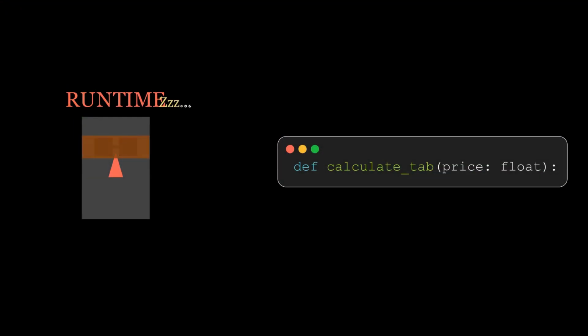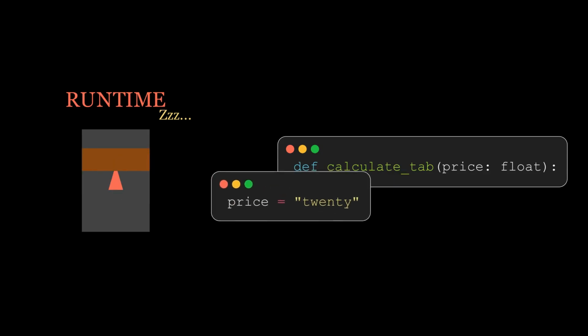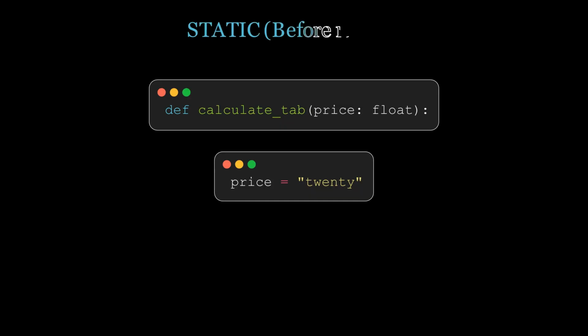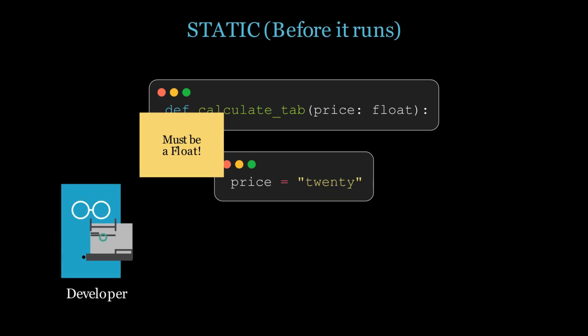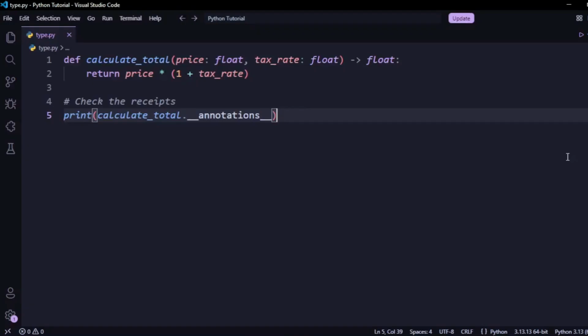But here is the most important thing about type annotations. Python doesn't actually enforce these rules. At runtime, Python completely ignores all your annotations, and it lets the wrong data types right past the security guard that you have created, since type annotations are static. They are just notes for the developers reading your code and for your IDE.